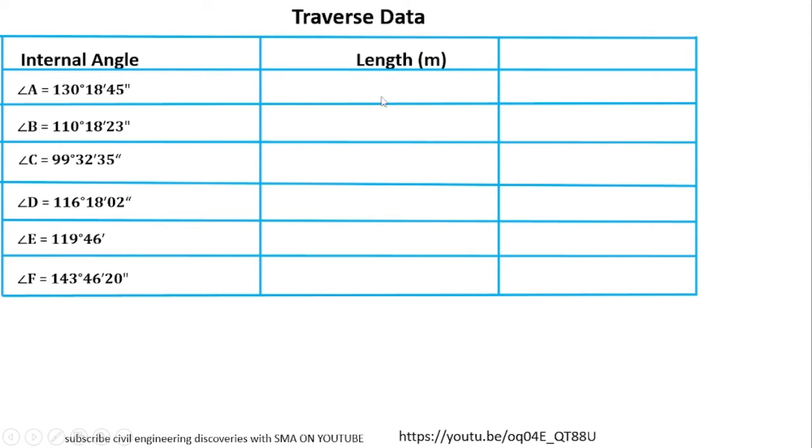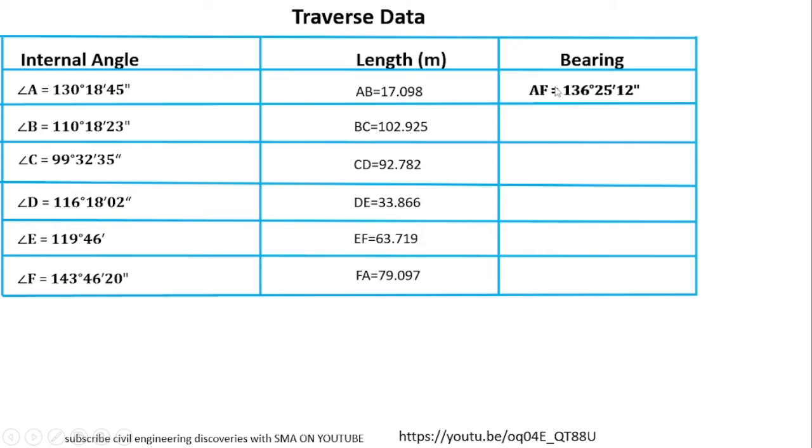The length of AB is given as 17.098, and likewise BC, CD and so on. So these are the lengths. The bearing of AF is given, which is 136 degree 25 minute and 12 seconds. So only the bearing of AF is given and the other bearings are unknown, so we will find the bearings. The departure and latitude are also unknown, so we will find the departure and latitude.